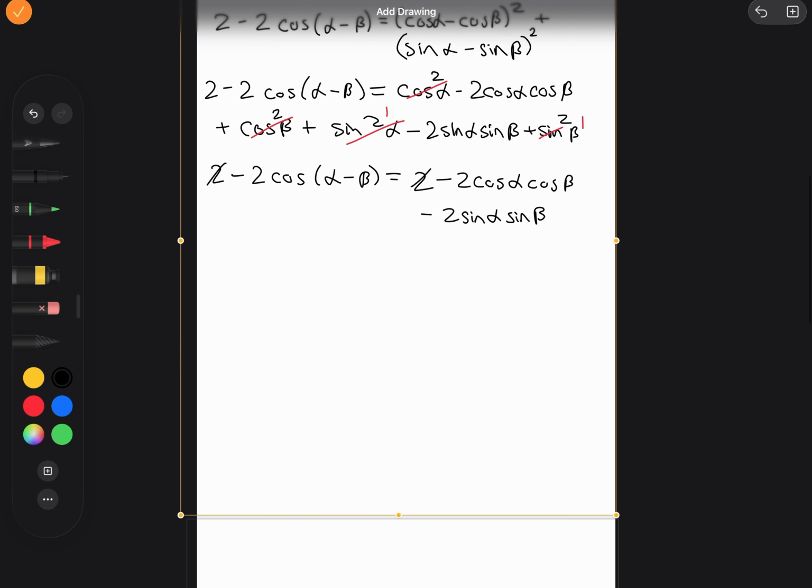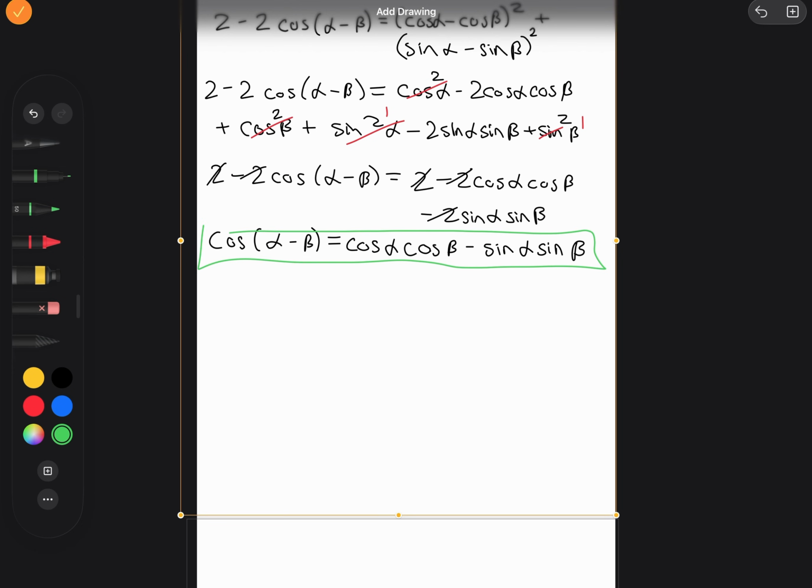Now you can cancel the 2's. We can also factor out the negative 2 for both. So this just gives us cosine alpha minus beta is equal to cosine alpha cosine beta plus sine alpha sine beta. And that is our first identity. This should be plus because we factor out negative 2.